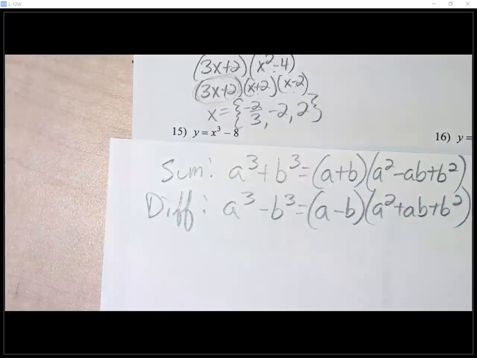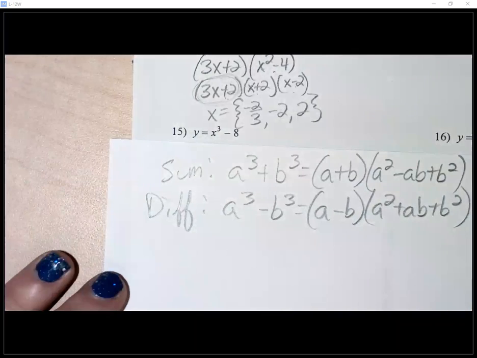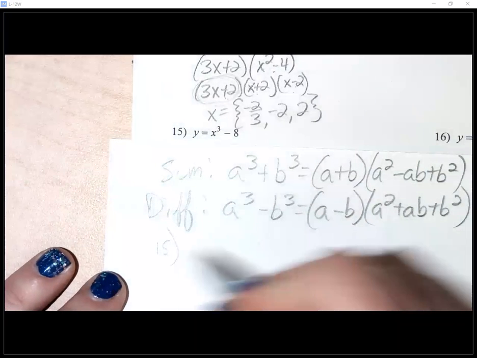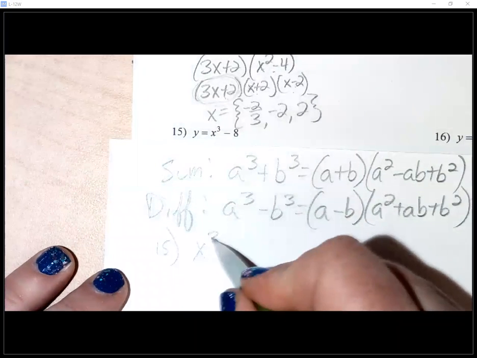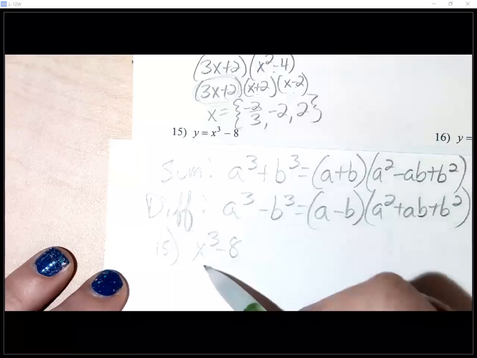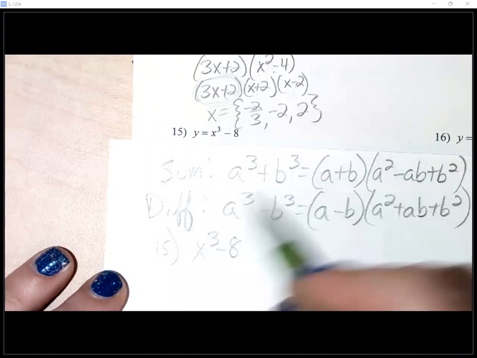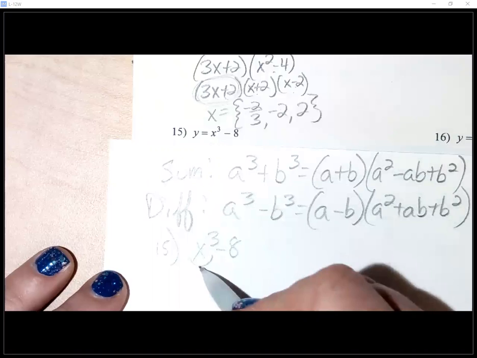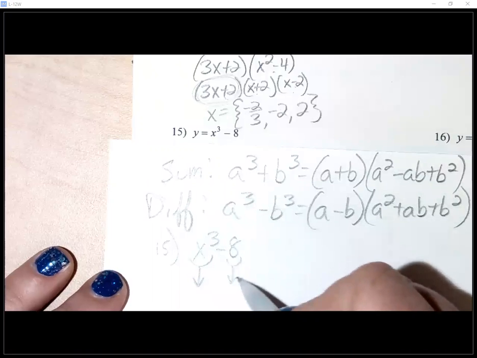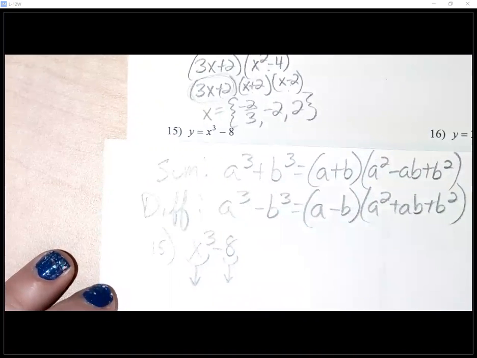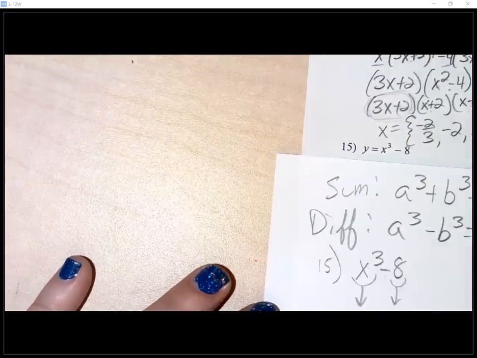Now, all I have to do on something like number 15 is use the right formula and plug everything in the right spot. So number 15 is as follows, x cubed minus 8. So that is a difference, right? Because I have a minus, so I'm going to use the difference formula. First thing we need to do is figure out what a and b are. So you're really looking for the cube. Oh, sorry. You guys got to tell me when it's all messed up. There we go.